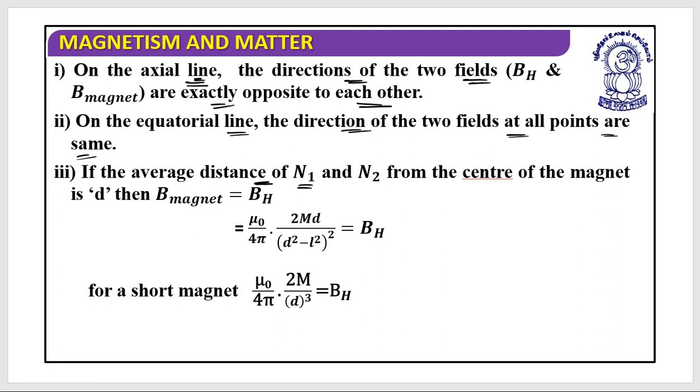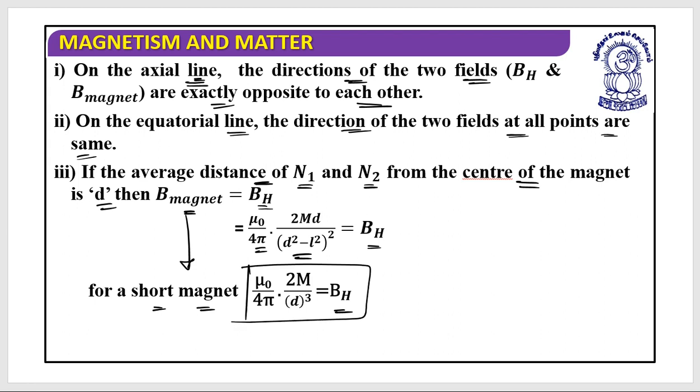If the average distance of N1 and N2 from the center of the magnet is l, then the magnetic field due to the magnet equals the horizontal magnetic field. The magnetic field due to the magnet, on the axial position, can be written as mu naught by 4 pi multiplied by 2md upon (d square minus l square) whole square. That should be equal to BH. If I consider a short bar magnet, then BH should be equal to mu naught by 4 pi into 2m by d cube. This is the horizontal magnetic field.